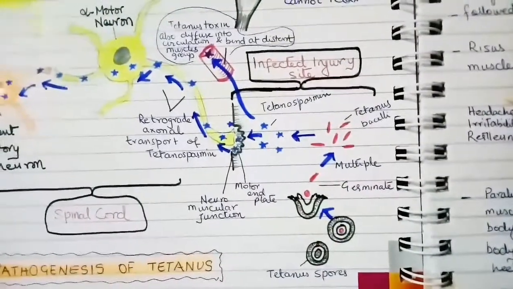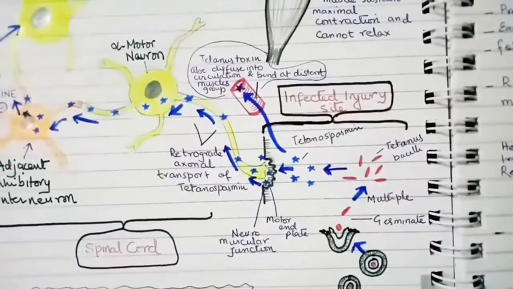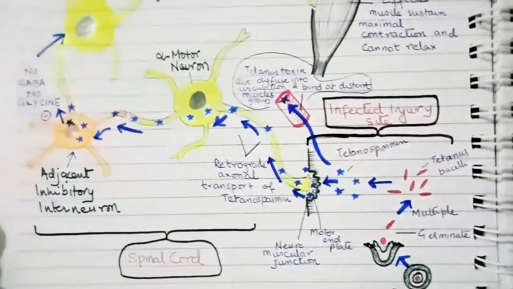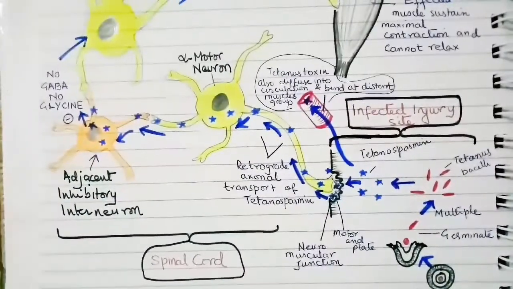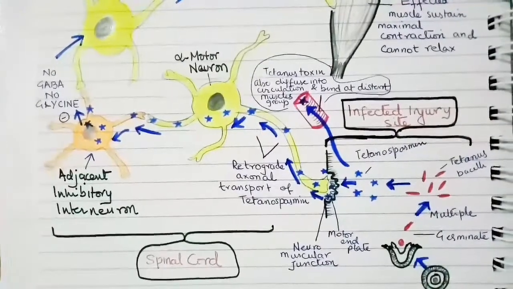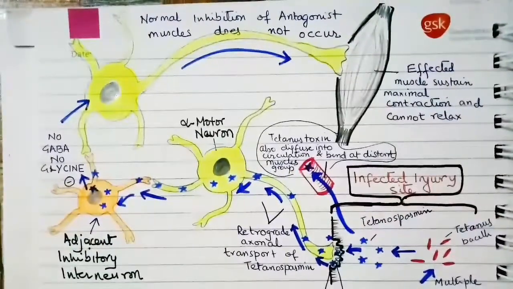Tetanospasmin binds at neuromuscular junction and enters the motor nerve by endocytosis. Tetanus toxin also diffuses into the circulation and binds at distant muscle groups. Tetanus toxin undergoes retrograde axonal transport to the cytoplasm of the alpha motor neuron of the spinal cord. In the sciatic nerve, transport rate is about 3 to 4 mm per hour. The toxin then exits the motor neuron and enters the adjacent spinal inhibitory interneurons.